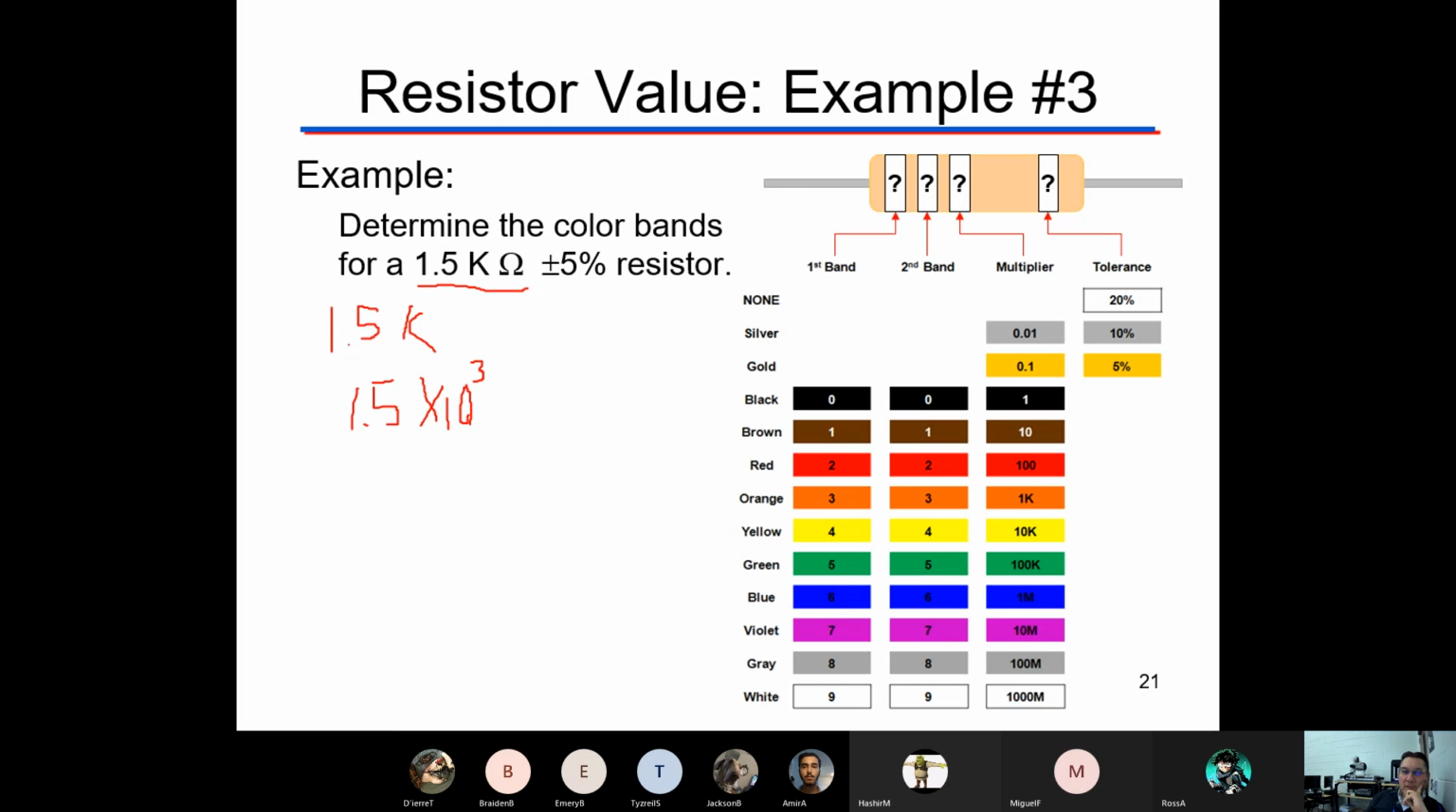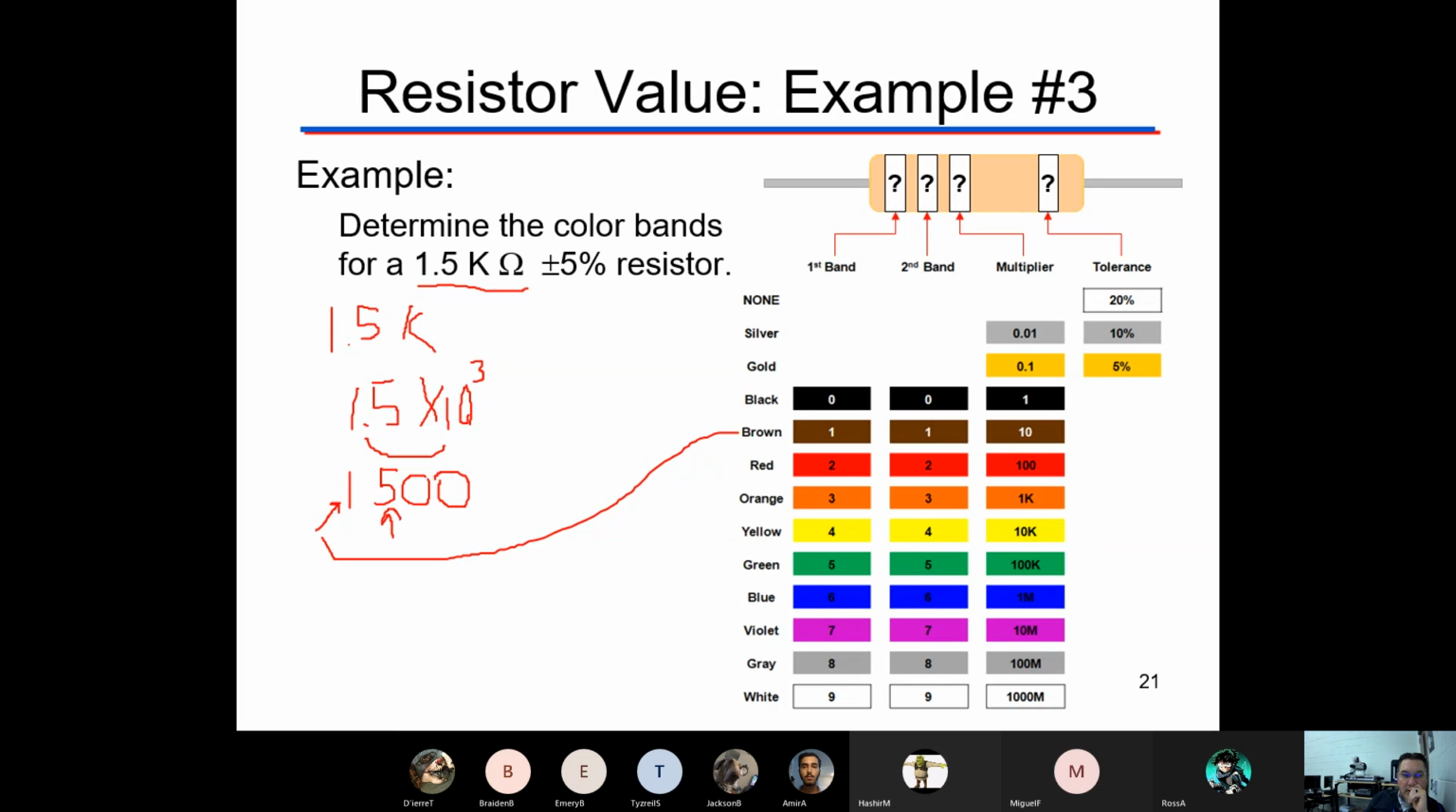So then you move your decimal place over 3. So you should end up with 1500. So it's brown, green, red, gold. Yes, that's correct. So then you get your first color is the 1, which is brown, right?